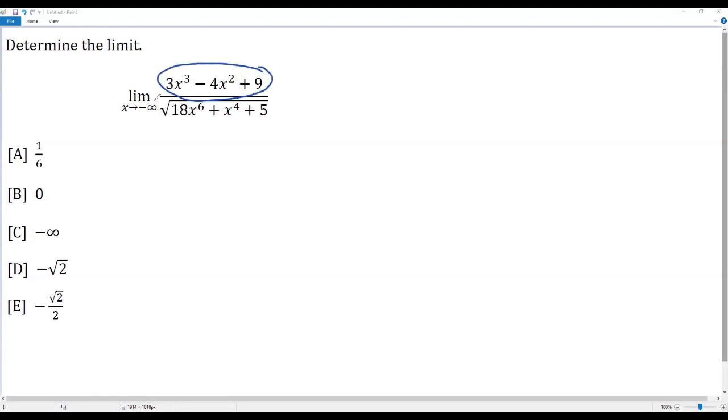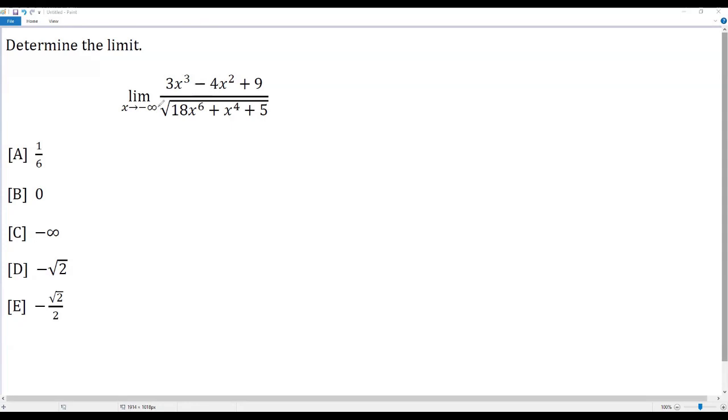3x cubed minus 4x squared plus 9. In this expression, what is the leading term? The leading term is the one which contains a variable with the largest exponent. So 3x cubed is the leading term because it contains the variable x with the largest exponent, 3. When you evaluate this expression, this leading term will dominate the other terms, because when I plug in values of x, this value will always be larger than the values of the other terms in the expression.